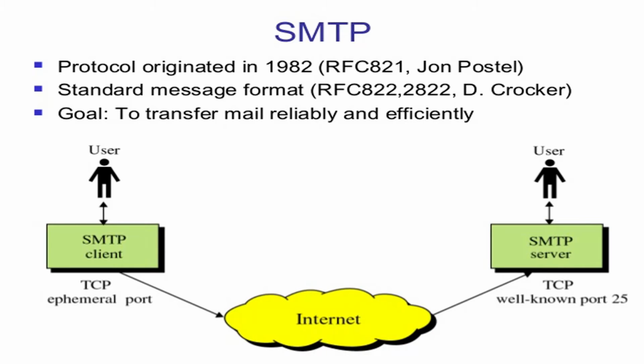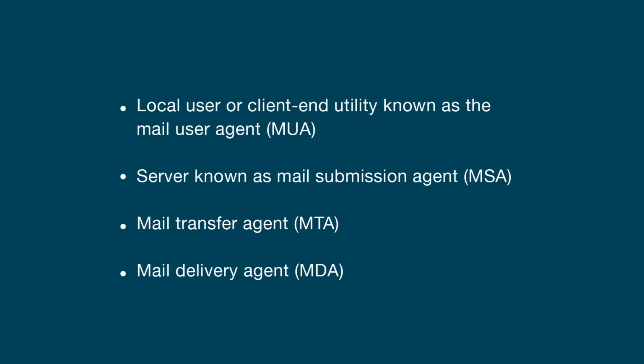Simple Mail Transfer Protocol is also known as RFC 821 and RFC 2821. SMTP is generally integrated within an email client application and is composed of 4 key components: local user or client end utility known as the Mail User Agent (MUA), server known as Mail Submission Agent (MSA), Mail Transfer Agent (MTA), and Mail Delivery Agent (MDA).